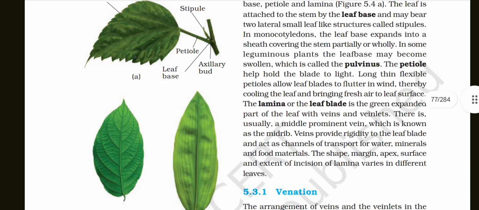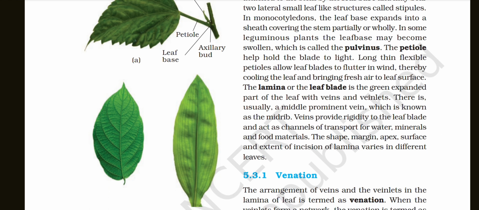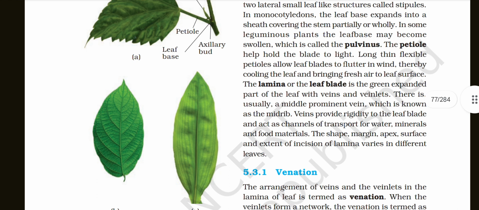In some leguminous plants, the leaf base may become swollen, which is called the pulvinus.